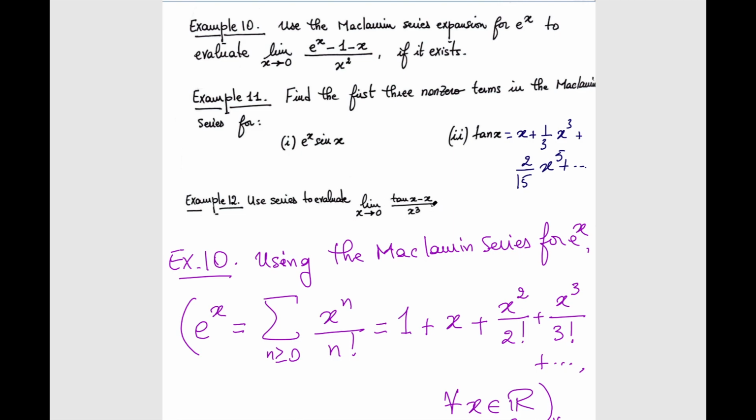Okay. All right. So please complete the details. I mean, you have all the ingredients. Just put them together, and again, this is very similar to example 10. All right. So this completes this section.